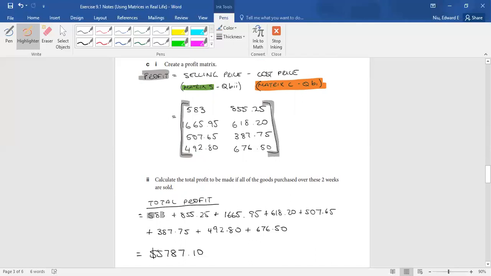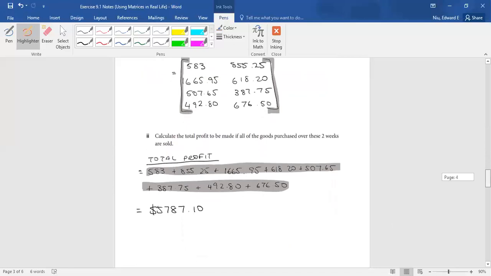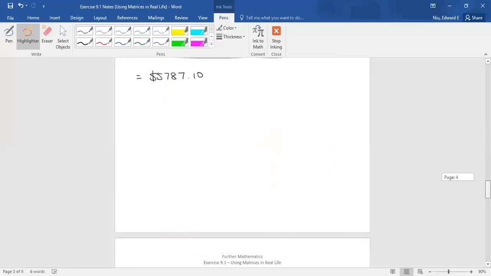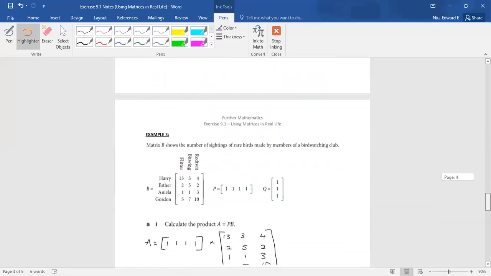And all these values came from that profit matrix. All right, and the total is $5,787.10. So the business would be thriving in those 2 weeks.